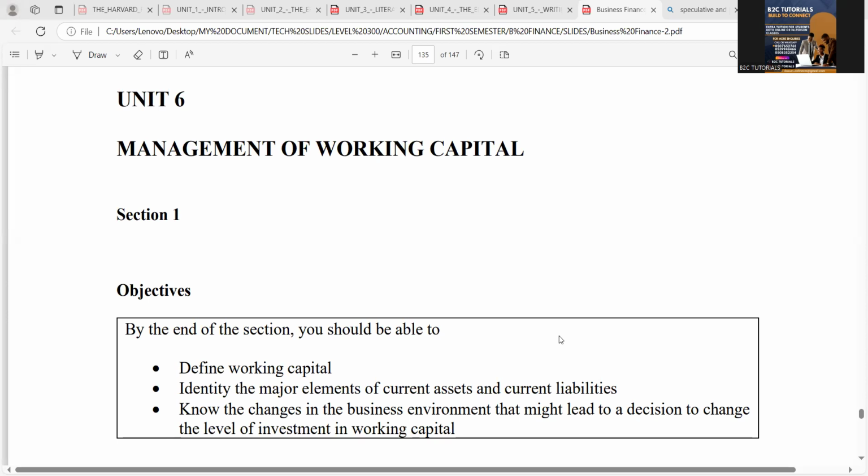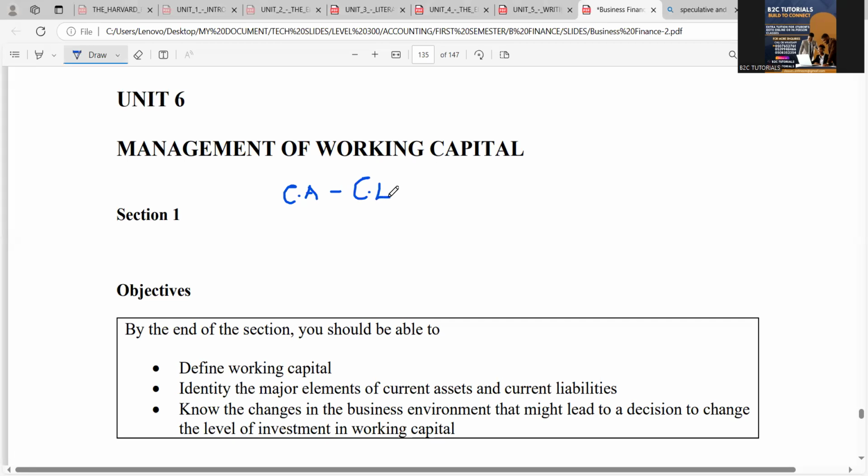Today, I would want us to discuss briefly working capital management, or management of working capital. So working capital basically is looking at your current assets and then looking at your current liabilities. It is current assets minus your current liabilities. That gives you what we call your working capital.